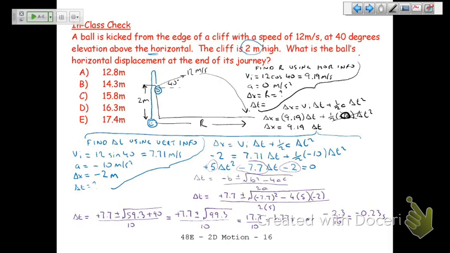Which do you think it is? Seems to me the clock started when I started, so I'm going to get my time sometime afterwards. It's that guy. Take that up there. This equals 9.19 times 1.77, which equals 16.3. Yes!